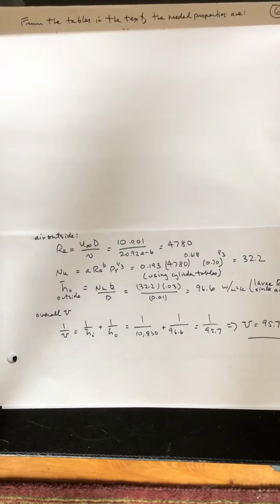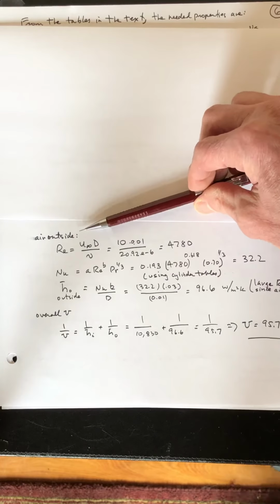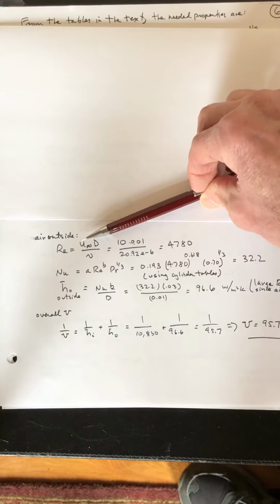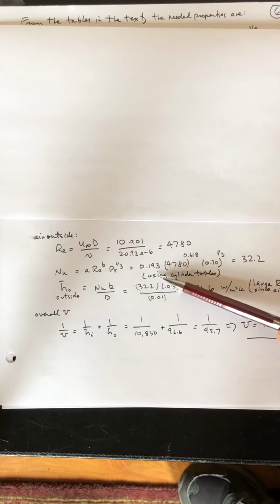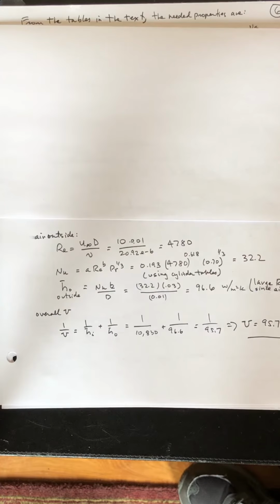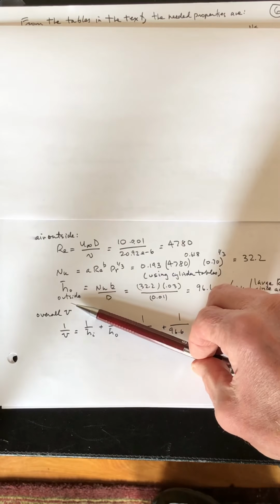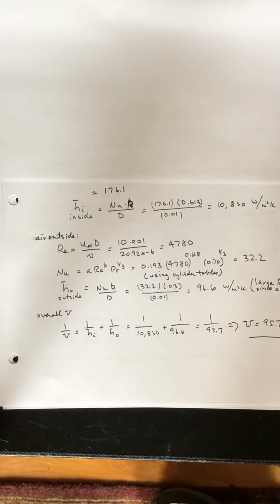And then now we look at the outside, looking at the air flowing around the pipe, compute its Reynolds number, and it turns out to be about 5,000. And then you need to go to the cylinder tables in that handout to find the coefficients A and B for the Nusselt, Reynolds, Prandtl analysis. When you do that, you'll find the Nusselt number is 32, and that means that the outside heat transfer coefficient will be about 100. Now, look at the difference between the two.